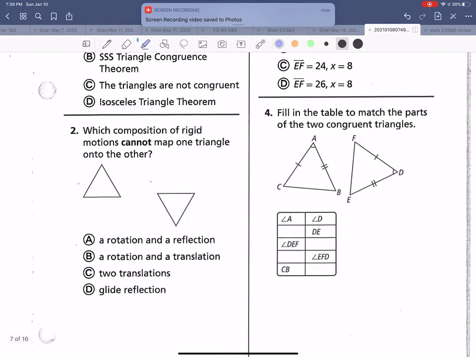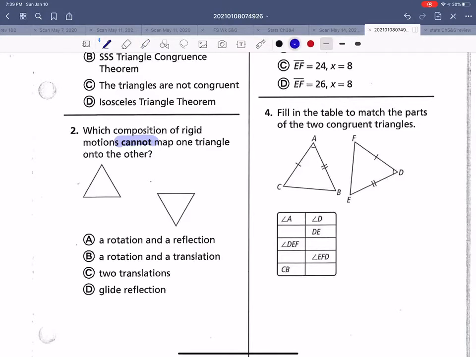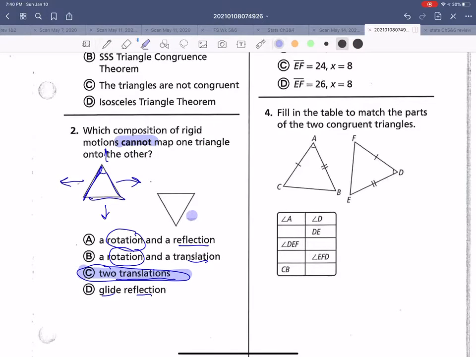Which composition of rigid motion cannot map one triangle on another? So two translations, that's not going to get there, because a translation just means to scoot it left, right, up, down, or a little bit of both. And that's not going to work. I need to either rotate it or flip it over. A glide is scoot it and flip it. So that's not going to get there, but the other ones would get me there.